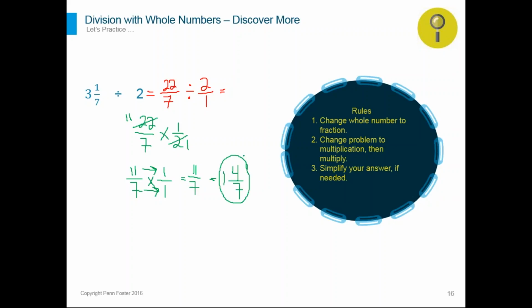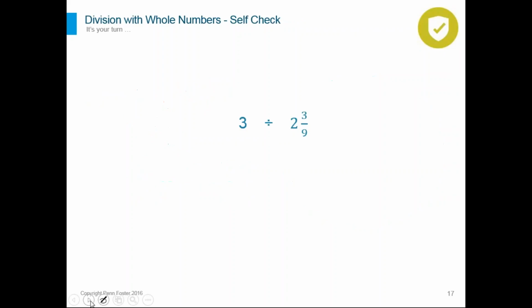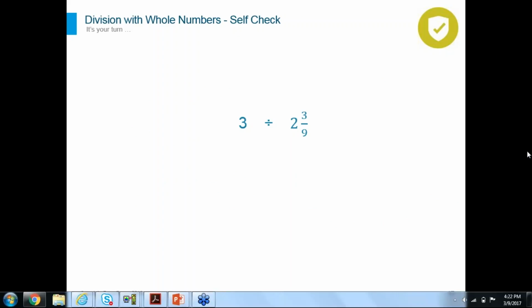That's it. So it's a matter of ordering your steps. This is one thing I find maybe confusing for students: what should I do first? So those bubbles will have the steps in order, so you are clear on where to start. The final self-check for that webinar is 3 divided by 2 and 3 over 9. How should we do that? Where to start? Go ahead.